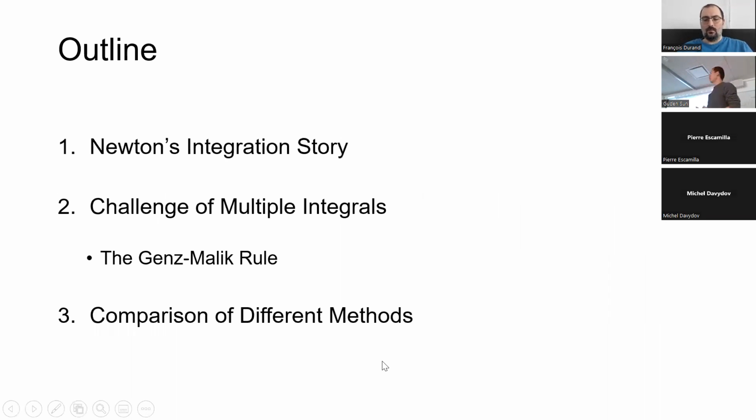Here's the outline of today's talk. I will start with Newton's integration story. We know Newton's principle of doing integration, but there is something missed by Newton. Newton missed something, which is very interesting.